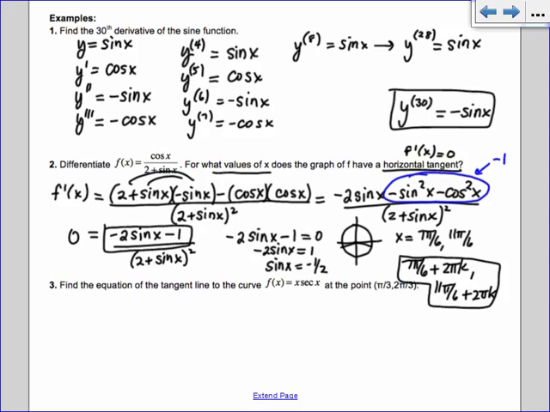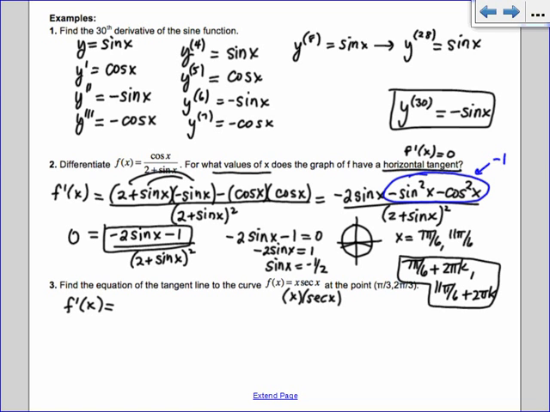So find the equation of the tangent line to the curve f of x equals x times secant x at the point pi over 3 and 2 pi over 3. All right, so we're going to go ahead and find the slope. And we have x times secant x. So do you see that you need the product rule? Right, we can't take the derivative of each one. We have to do the product rule.